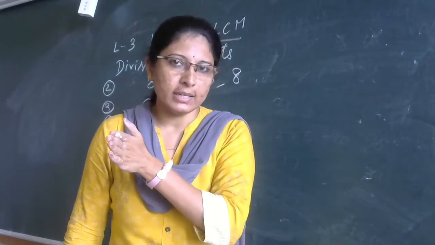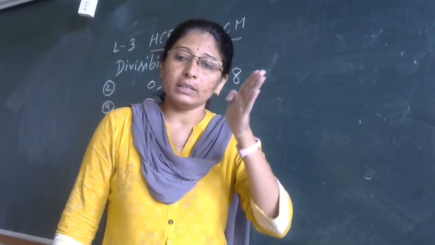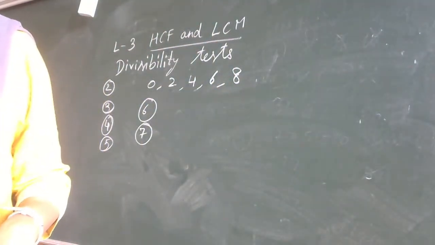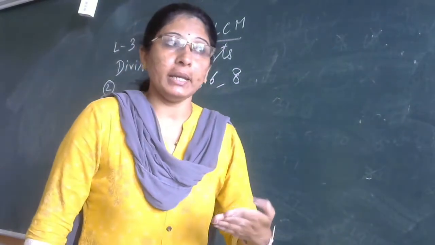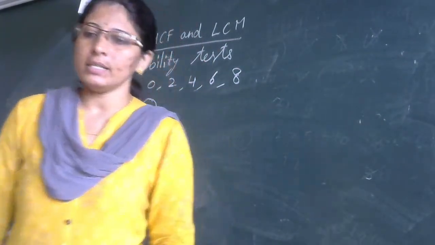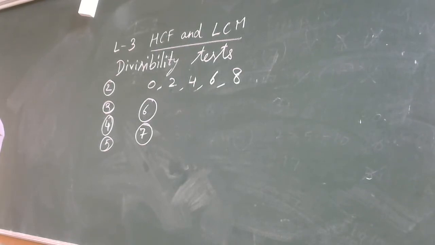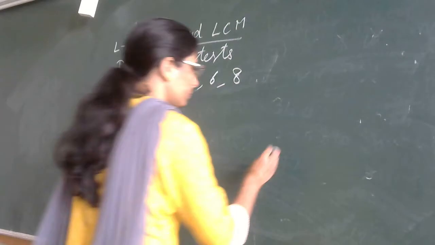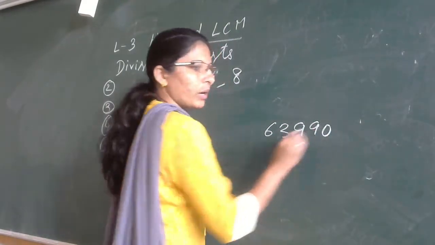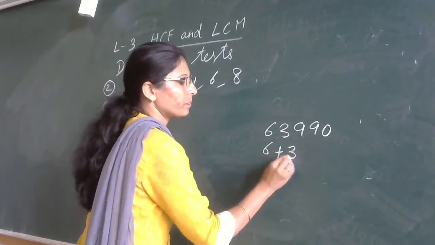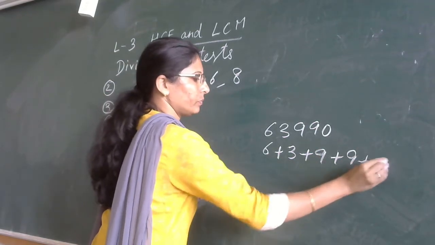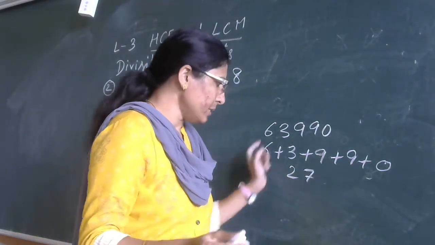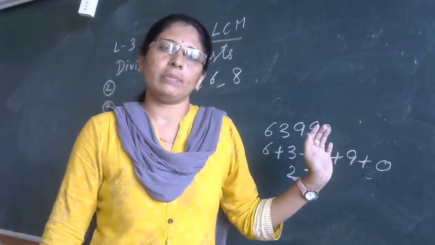We have to add the digits, and if the answer after adding is a multiple of 9, then it is divisible by 9. For example, now this is a number. If we add the digits, what will we get? So 27. Is 27 a multiple of 9? Yes, so that means this full number is divisible by 9.